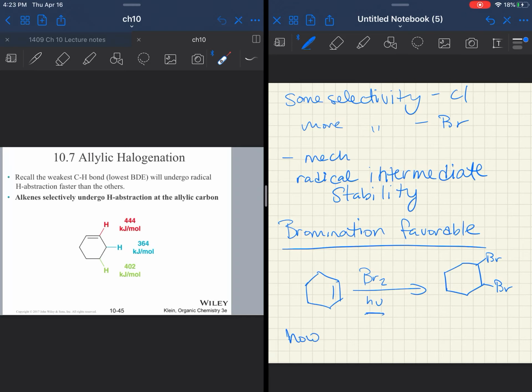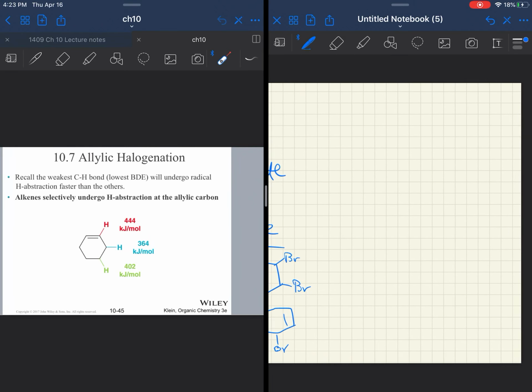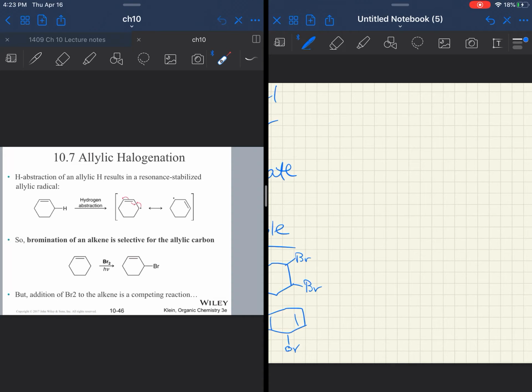But what if we want to add bromine to replace one of the hydrogens? How can we do this? Well, we can't introduce Br2, because if we introduce Br2, it's going to compete with the double bond reaction, that addition reaction. So we have to be creative. It will be selective for the allylic position, and we'll talk about that in just a moment.